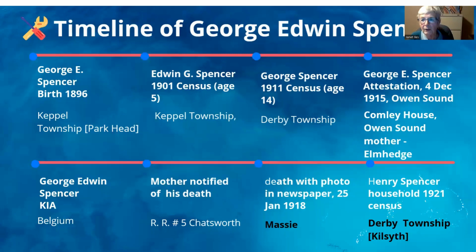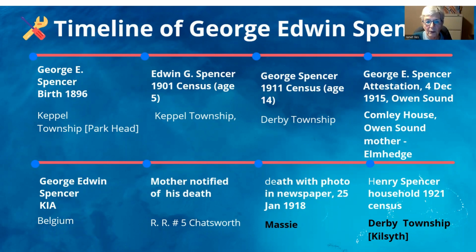I created a timeline for Edwin. This one is a little different. Quite often I'll do them just in a spreadsheet because I'll be putting a lot of information, the date of birth, location, ages, what sources I found it in. But to give a visual idea of how George moved at different times in his life, he started his life in 1896 in Keppel Township in Parkhead.